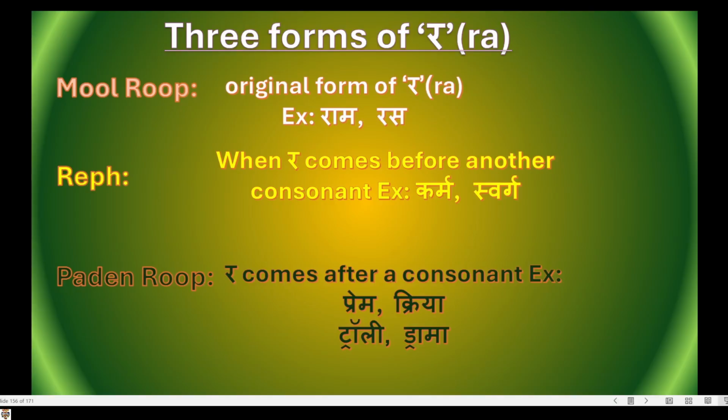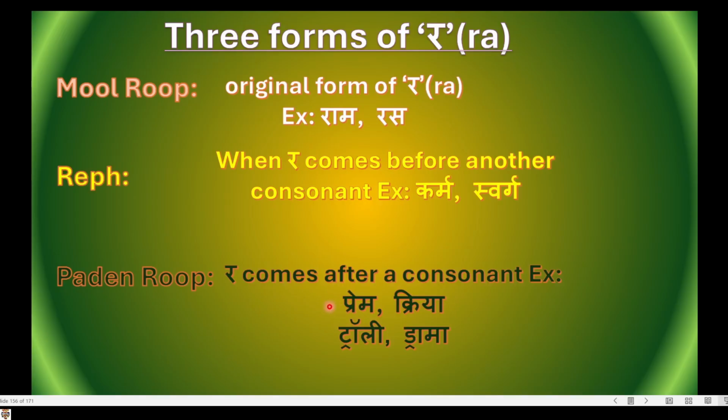The third form is called Paden or Rakaar, where R comes after a consonant and joins the consonant. This type of Ra is usually represented in two forms. One is by adding a small slanting line to the bottom of a consonant, and the other way is by adding an inverted V to the bottom of the consonant. Let's understand them one by one.